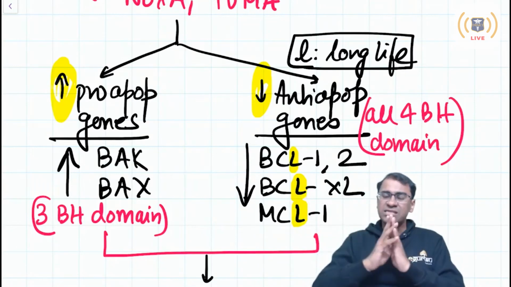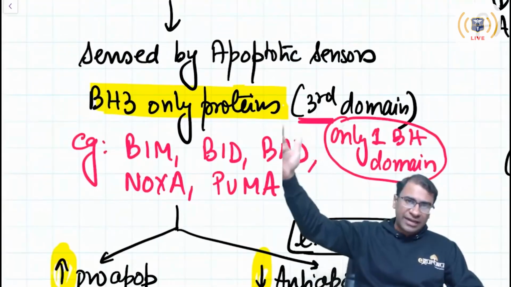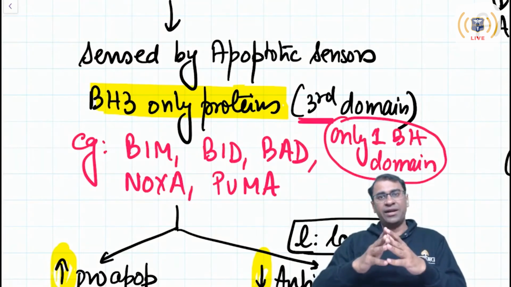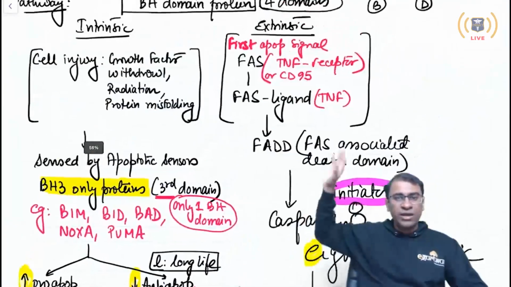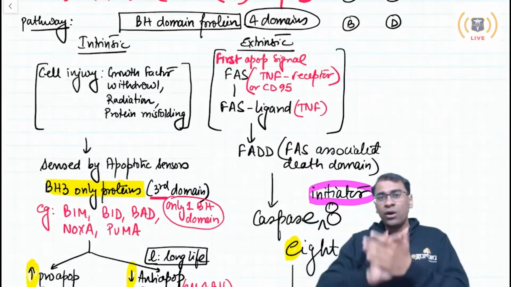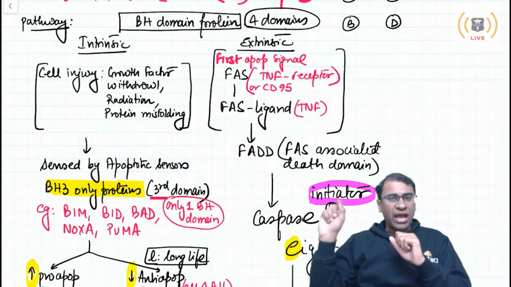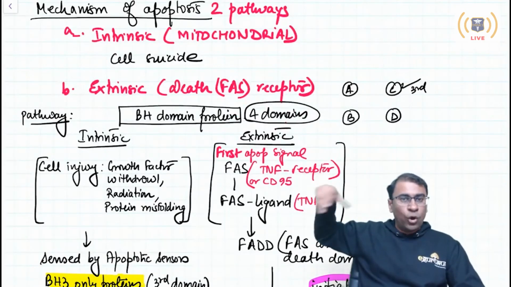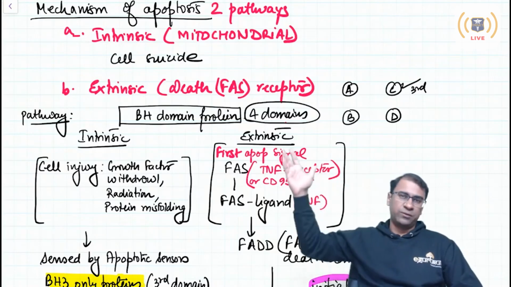So the cell is self-recognizing that yes, the injury was severe and I need to activate the process of apoptosis. Because the cell is itself activating it, it is called the intrinsic pathway. But if you look here, it is not the cell which is recognizing and deciding whether there is a need of apoptosis or not. It is the activation of Fas and Fas ligand which is causing apoptosis. So this is called the extrinsic pathway.